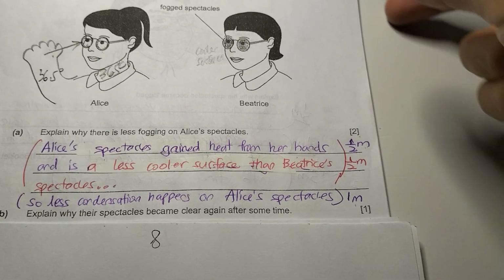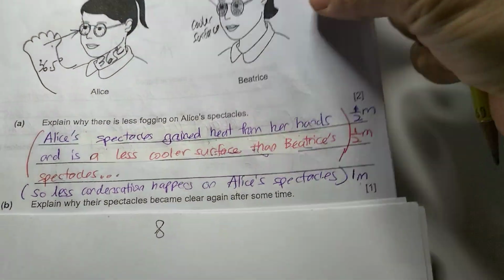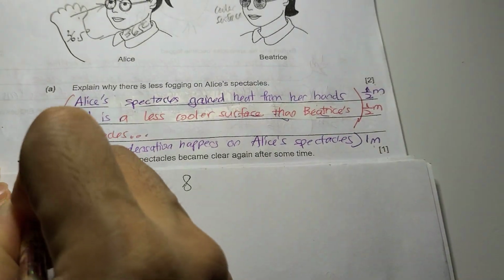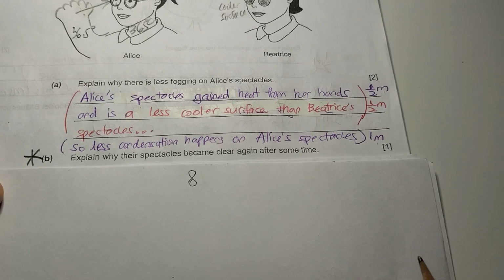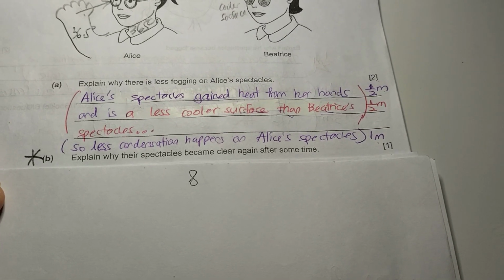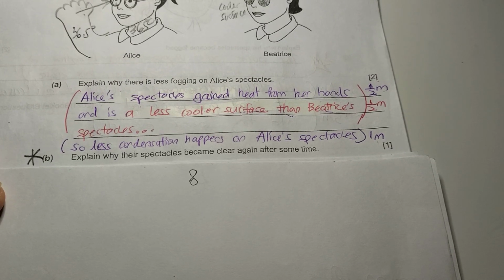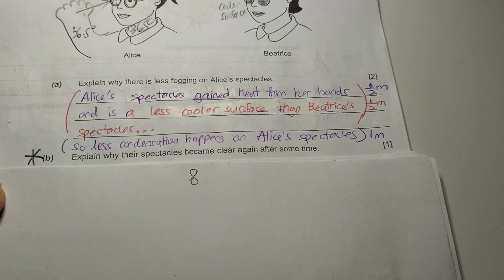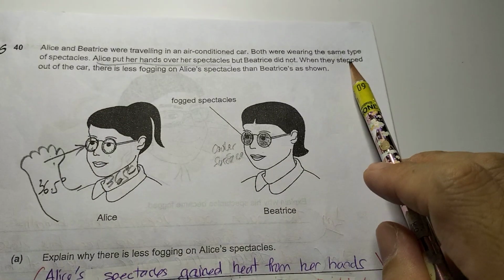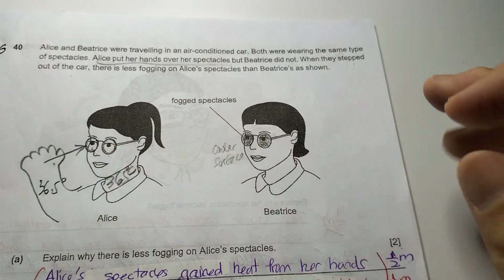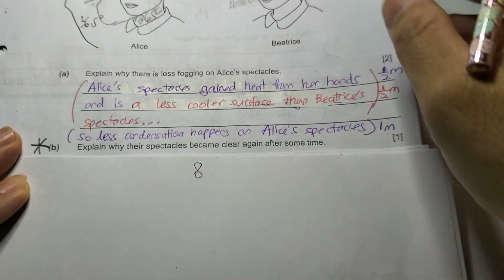Explain why the spectacles became clear again after some time. This is also a very common question. It appears many times and you will see it later. So after there are water droplets that condense, after a while the water droplets disappear. Why? The surroundings have heat. They're not in the air-conditioned room anymore. They stepped out of the car. Imagine they're in the car park. So it's warm now.